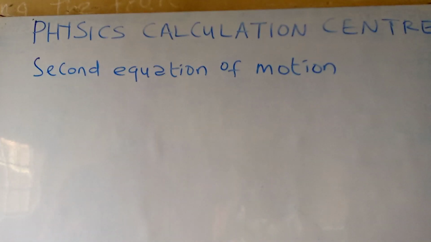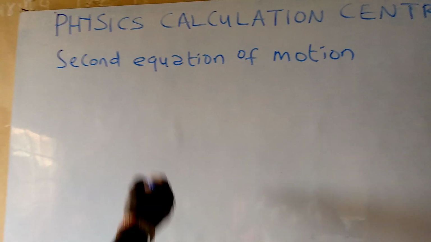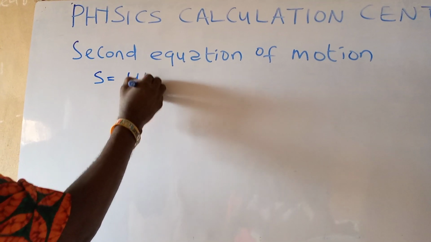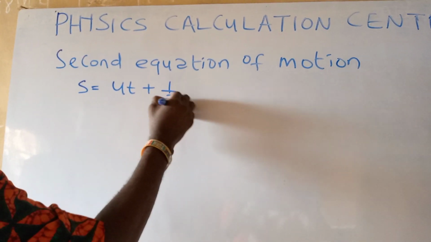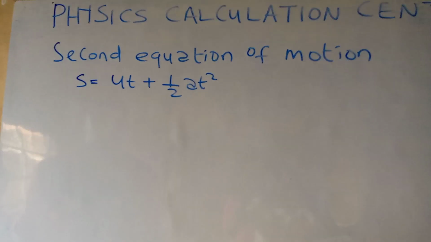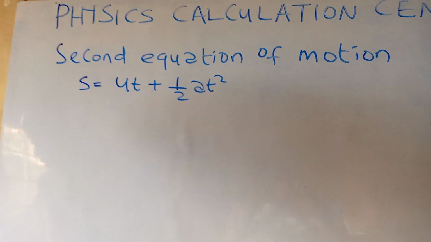The second equation of motion states that S equals ut plus half at squared.